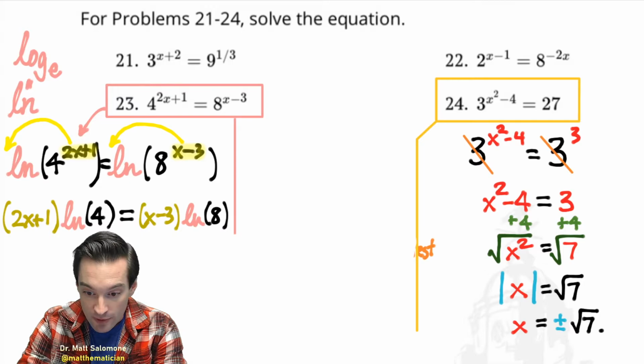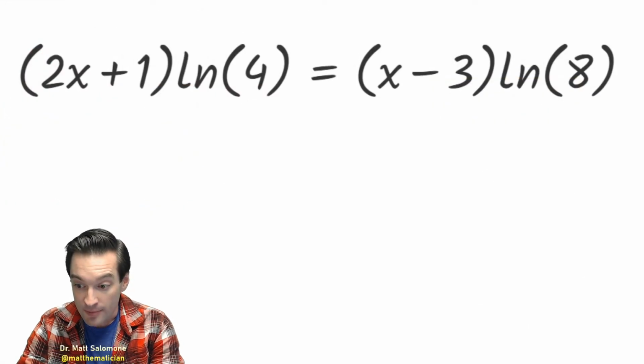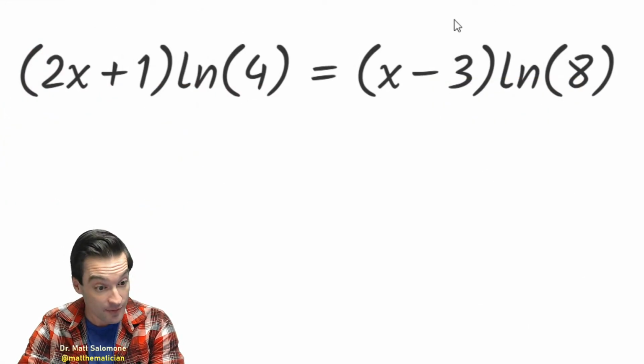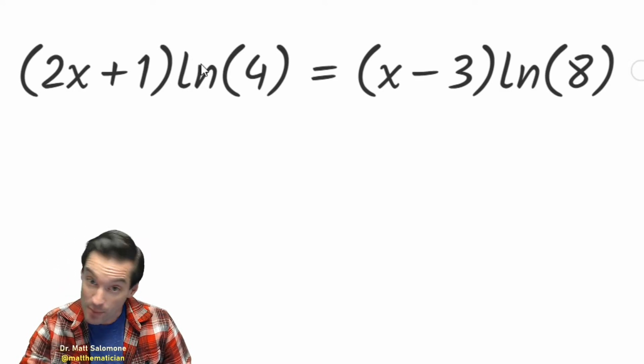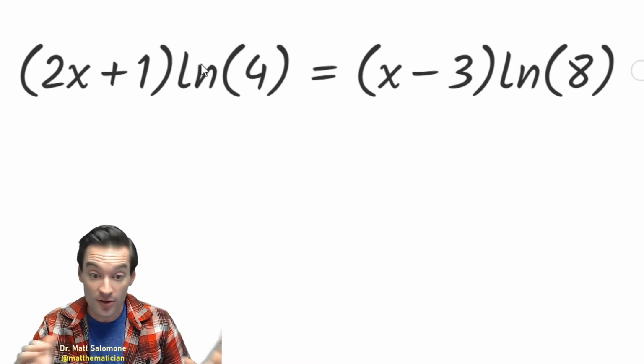So I'll move over, here we go, sorry, scoot this over just a little bit. All right, so here we are. I want to get that x by itself. So remember, natural log of 4 doesn't really look like a number because it has that ln in front of it. It looks like a function.